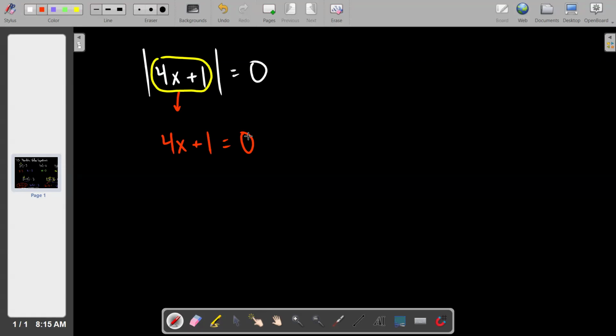Okay. And then again, it always boils down to just your basics. What do you do to solve this equation first? Subtract the 1, giving you 4x equals -1. And next, dividing by 4 gives you x equals what?